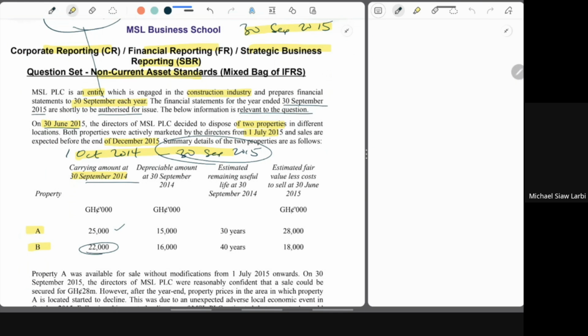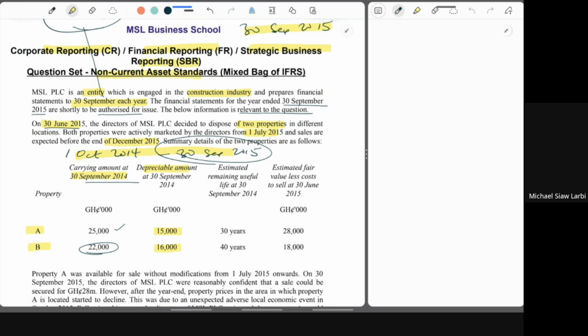Now, depreciable amount is basically the amount that you subject to depreciation. So typically, if you are doing the straight line method of depreciation, you are looking at the cost minus any residual value or scrap value, right? It is the amount that you systematically allocate over the useful life of the asset as defined by the relevant standard, IAS 16 for property, plant, and equipment, and for your intangible assets, IAS 38, right? So we are looking at an amount of 15 million for property A and 16 million for property B. This is your depreciable amount, the amount subject to depreciation, not the same as your carrying amount.